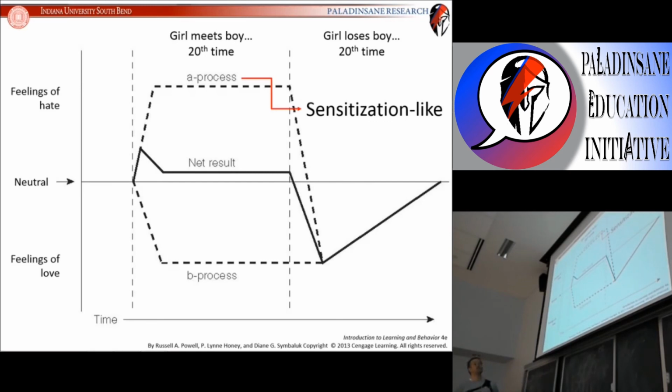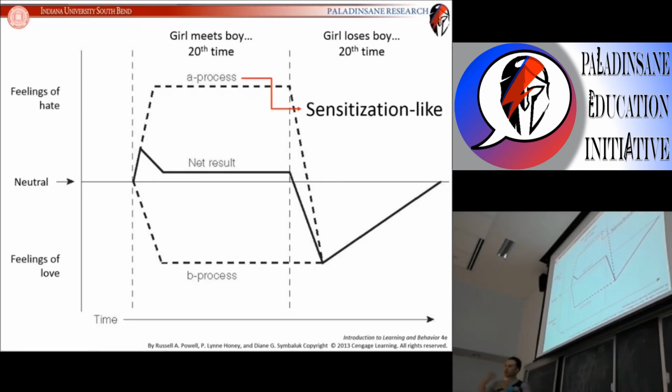That's A process, B process. That's the opponent process theory of emotion. Because when they're together, whatever they're doing, they're not compatible. They shouldn't be together. That A process is kicking in, and they're angry at each other. As soon as they're apart, that B process is still going. They again have those feelings of love.